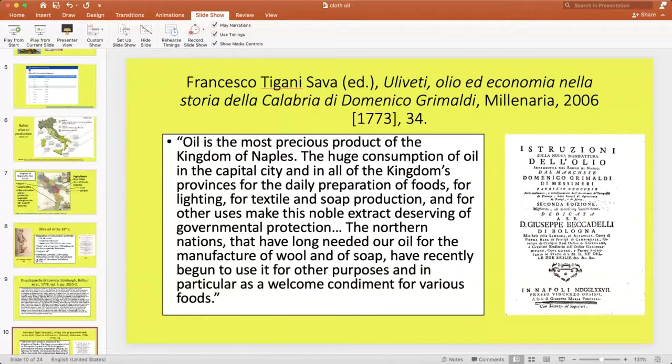The northern nations, and we might think Britain in this case, that have long needed our oil for the manufacture of wool and of soap, have recently begun to use it for other purposes, and in particular as a welcome condiment for various foods.